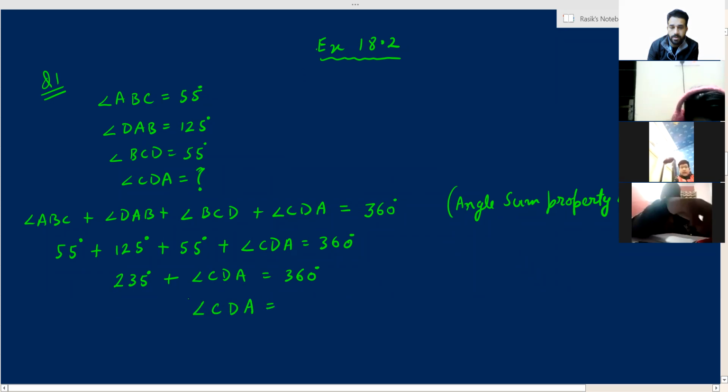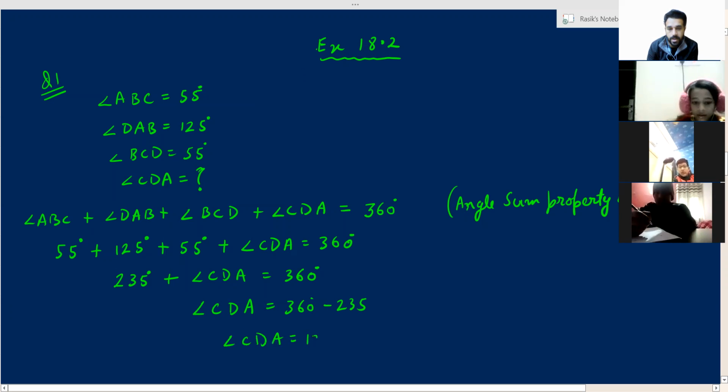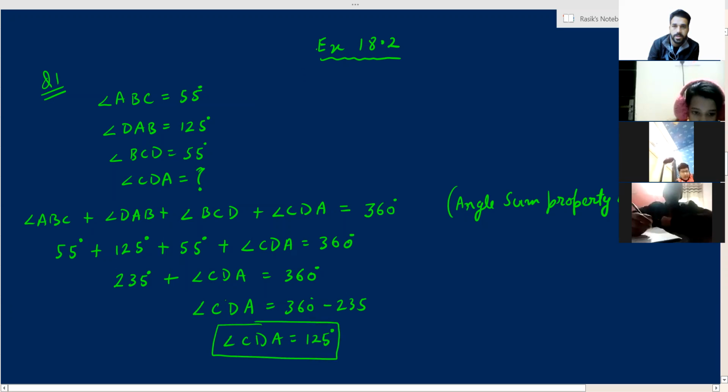Now, yesterday I told you that if a number is in addition in the left hand side and when it goes to the right hand side, it will be subtracted. So 360 minus 235. देखिए 235 LHS से आ रहे minus हो जाए. So angle CDA will also be 125 degrees. Answer. Very good. Note down in your copy and send a picture in the group.